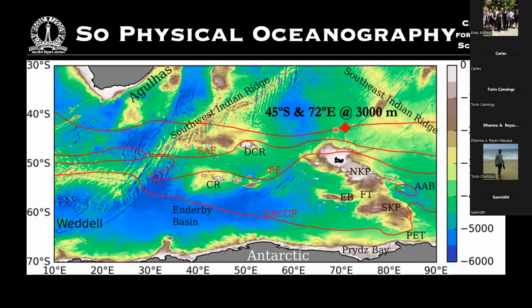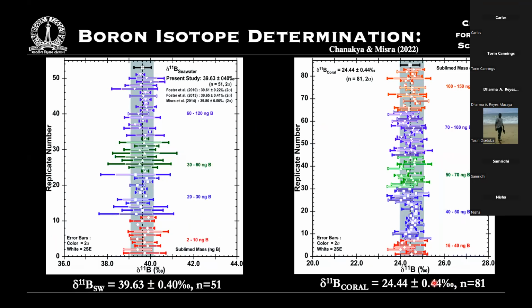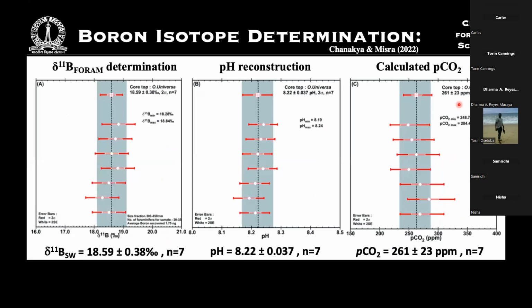Now, this particular site sits away from the polar front in modern day, but we have to be cognizant that the polar front will be migrating during glacial interglacial cycles. Now, in terms of the methodology, Satya analyzed a lot of seawater samples and a lot of in-house coral standards. The seawater values are spot on with Gavin's values, and the coral standard values give us a precision of around 0.44 per mil. And we have been able to do it over a large range of concentration of boron, which means that the method has been robust.